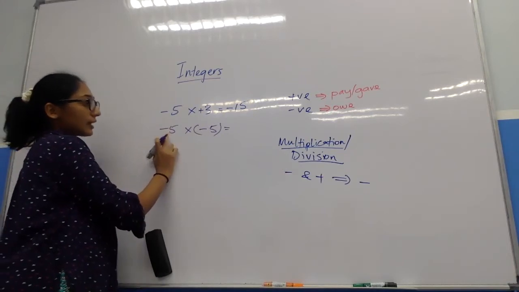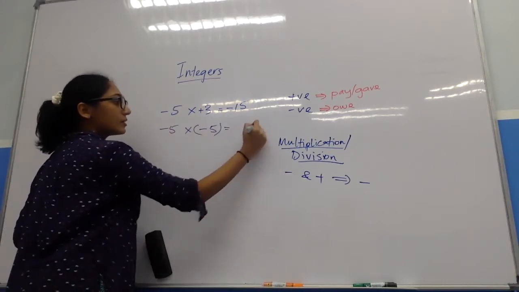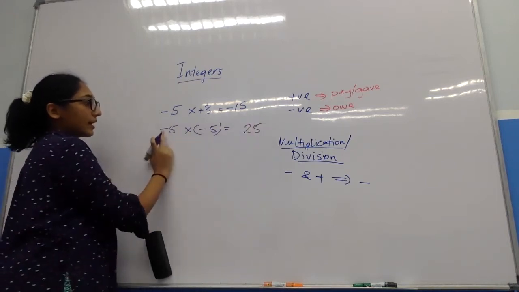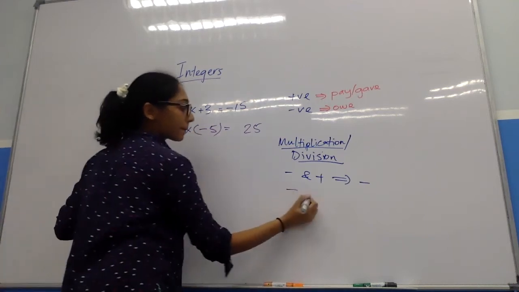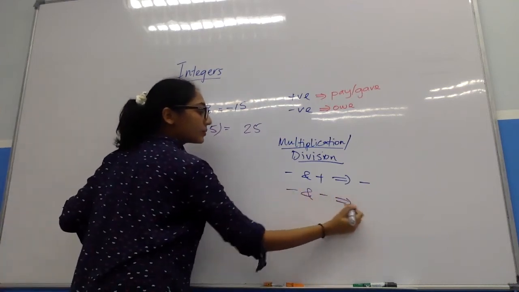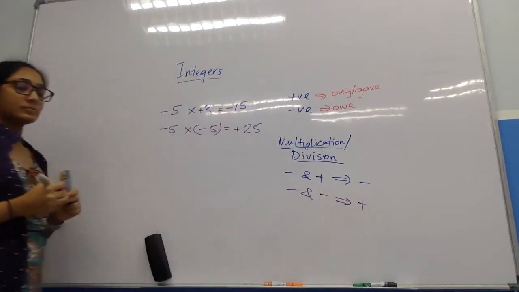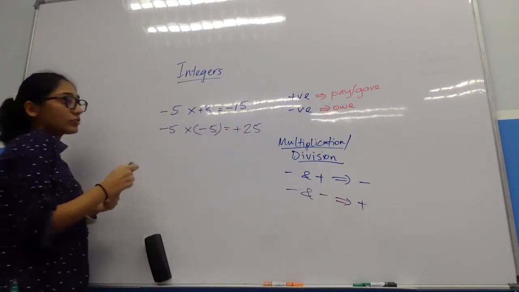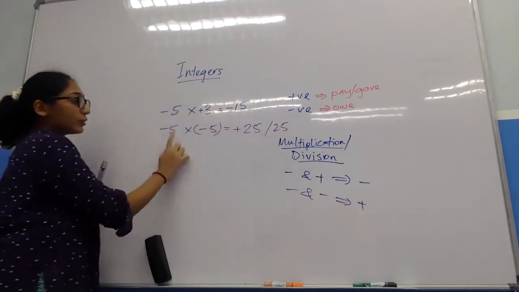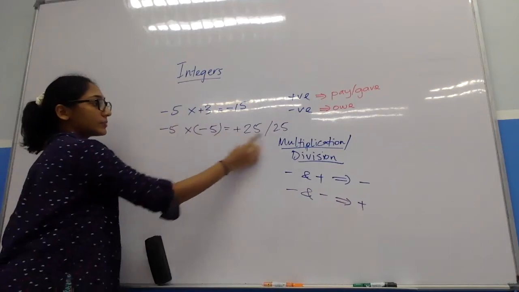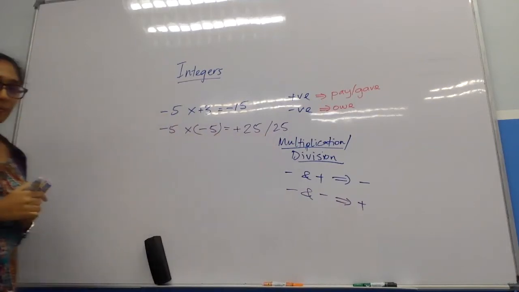When I have negative multiplication, again, I multiply like normal. 5 times 5, 25. Now, when I have a negative and a negative, it will become a positive. Or you can just write it as 25. But for a negative, you must put the negative sign. So you multiply the numbers like normal, 5 times 5, 25. And then instead of a negative, you put a positive.